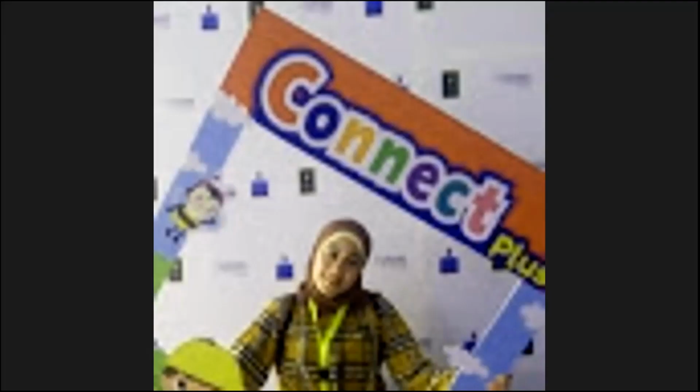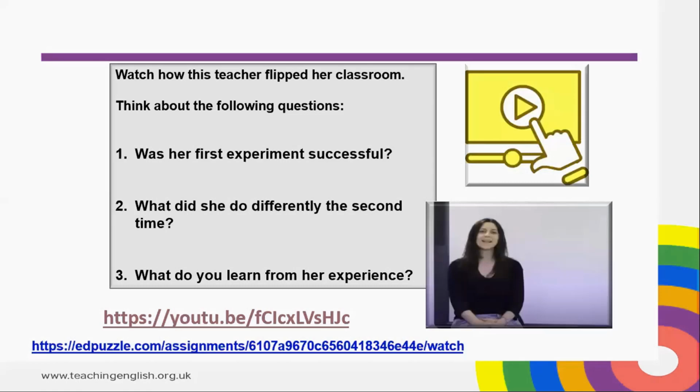Let's go back to the questions. And the first question is, was her first experiment successful? No, she wasn't successful. Why? What were the problems? She only made a video, then she set it for homework. Then the class practiced at home without giving guidance or without giving an aim or making clear what she would like them to do. Okay, nice. What did she do differently the second time?